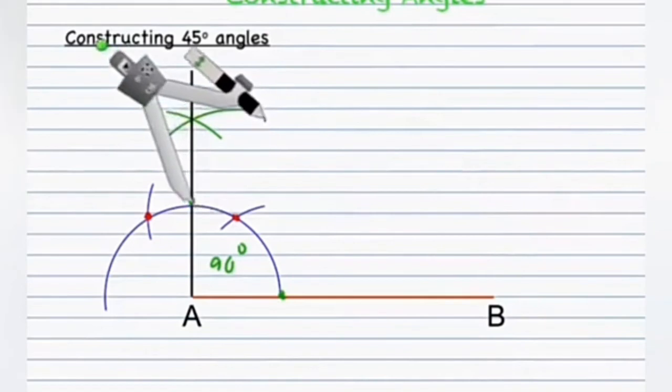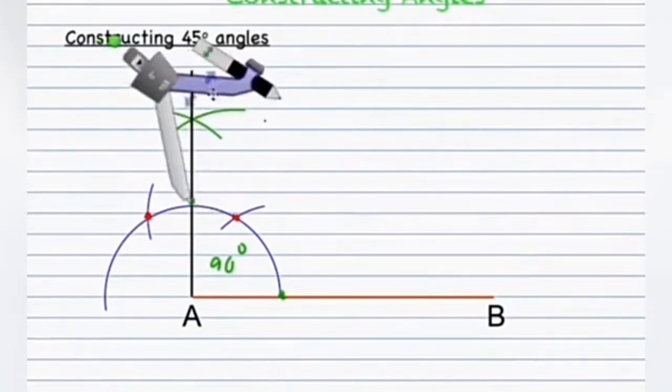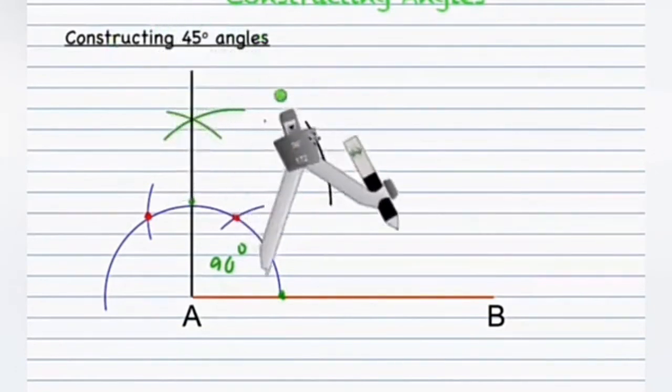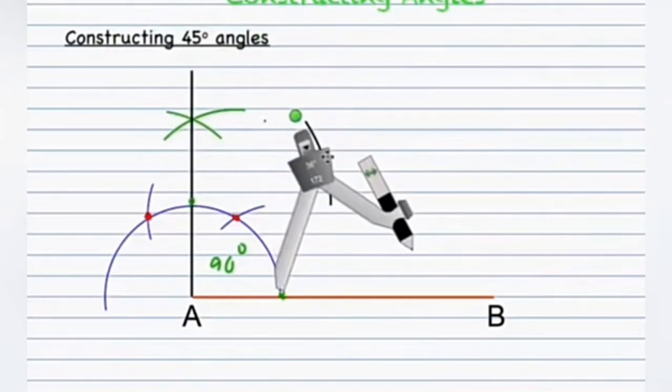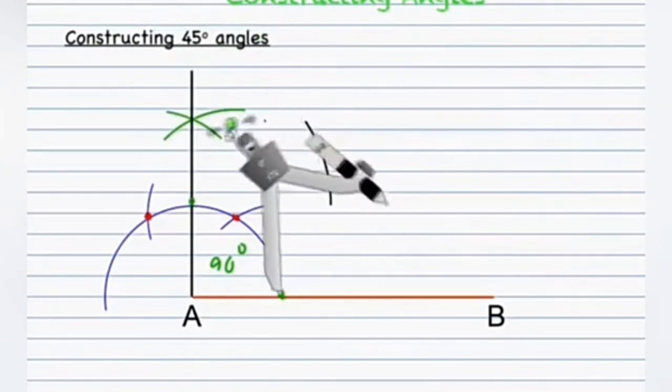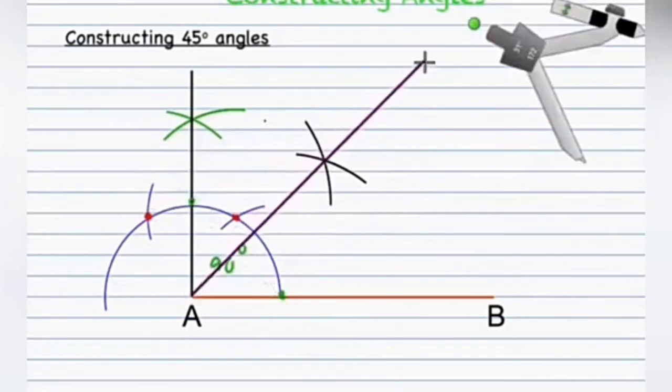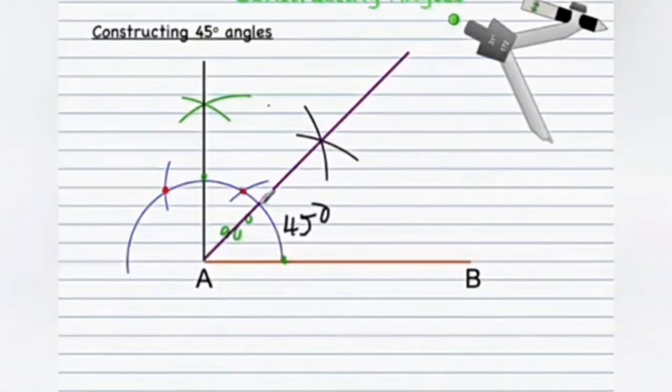So now you take your compass to that point, then you draw an arc. Make sure it falls at the center of the angle. Take the tip of your compass to that point and draw another arc with the same radius to cut through the first arc, then join the point A to the point of intersection of the two arcs. Then you have 45 degrees.